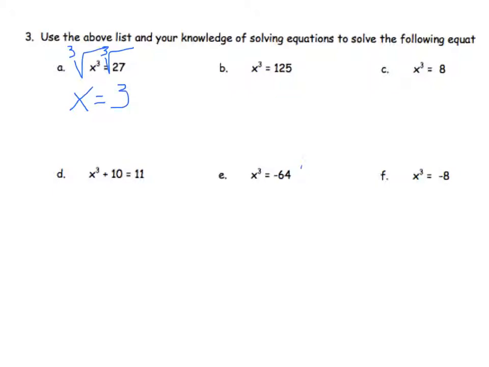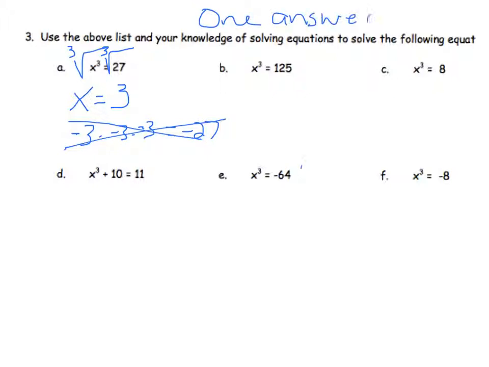Now, the most common mistake here is putting negative 3 as well, like we did with the square roots. But if we did negative 3 times negative 3 times negative 3, a negative times a negative times a negative is a negative. So that would be negative 27, not positive 27. So that does not work. So cube roots only have one answer. Square roots, if you're solving that equation, have 2 answers.